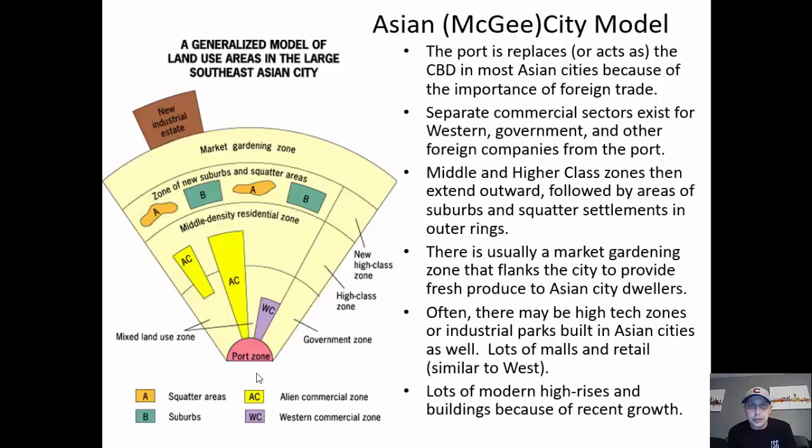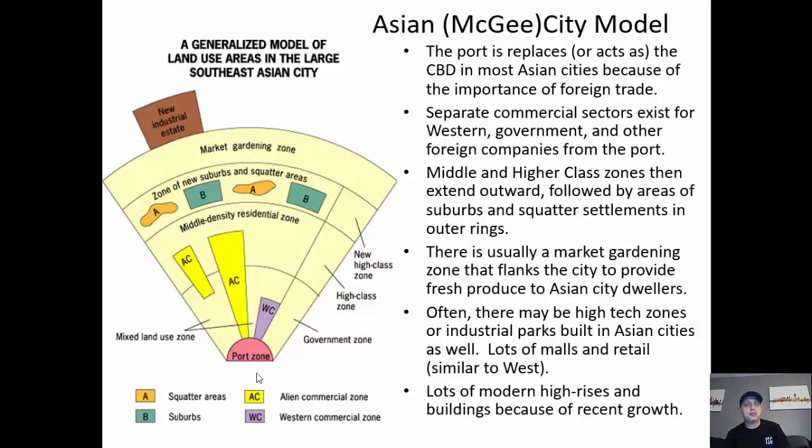Then, connecting to the port, you're going to have commercial sectors. Those are sectors where businesses are allowed to locate. There's almost always what's called a Western commercial sector. That's going to be for American and European businesses to locate there. They can use workers in that city and oftentimes pay them less than they would in their home country. And then the rule is all of the products that are usually made in those factories, in those businesses, then have to be shipped out of the port back to other countries to be sold.